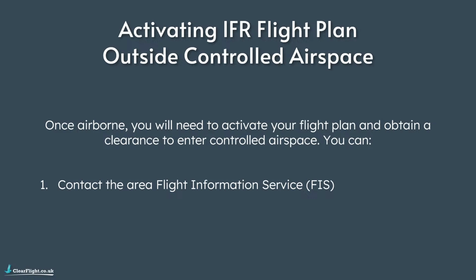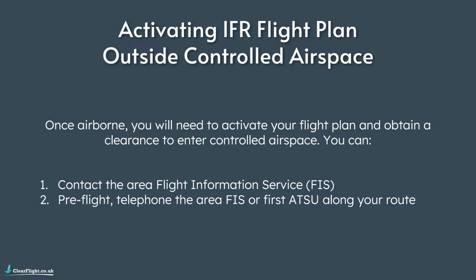So this would be like Budapest Information or London Information, whoever is the flight information service for the area that you're flying within. They can access the flight plan if you've filed it. They can activate it for you, and they can usually negotiate with whoever is the first controlling agency along your route to negotiate an airways clearance or controlled airspace entry clearance for you.